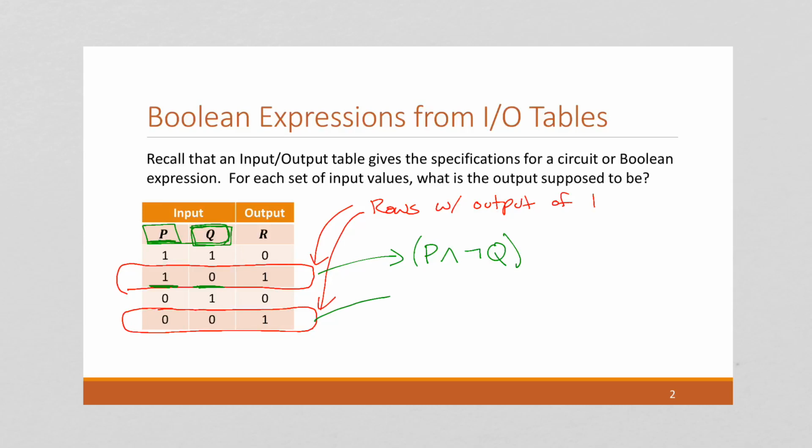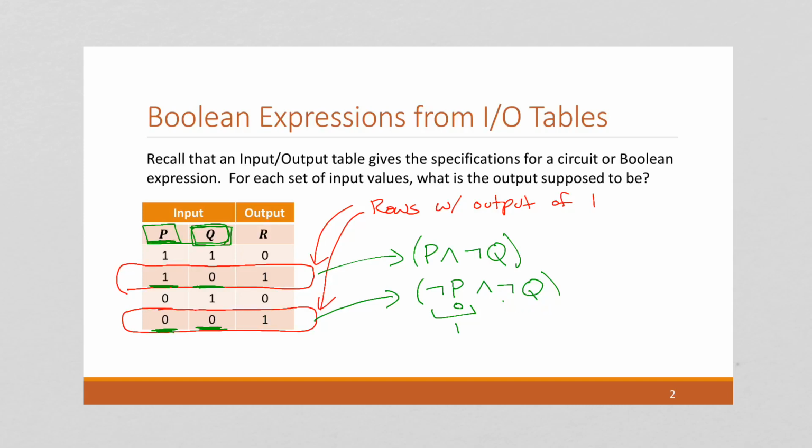Let's look at this next row. Here, both of them are 0. So we're saying this row will be true if P is false and Q is false. Like that. And again, to check this out, if P is 0 and Q is 0, then this is 0, meaning this whole thing is 1. This is 0, meaning this is a 1, and 1 and 1 will be 1.